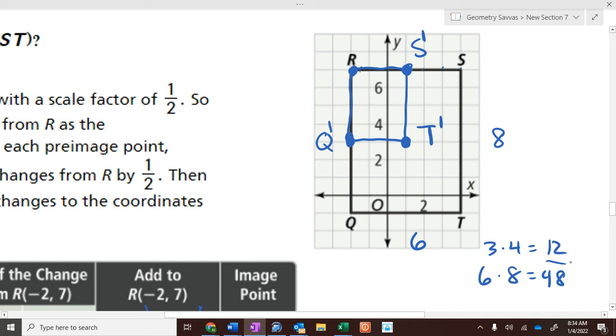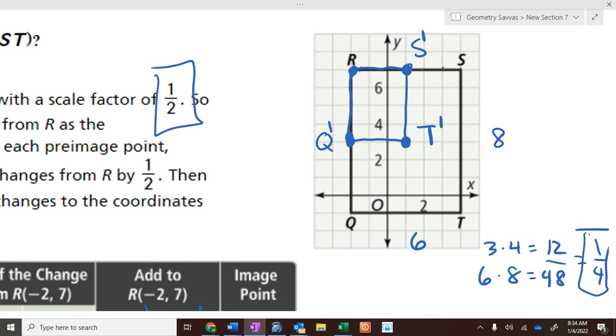12. What's 12 over 48? 1/4. The scale factor was 1/2. The ratio of the areas was 1/4. So is the scale factor the same as the ratio of the areas? No, it's not. Okay. Let's look at the perimeters once.